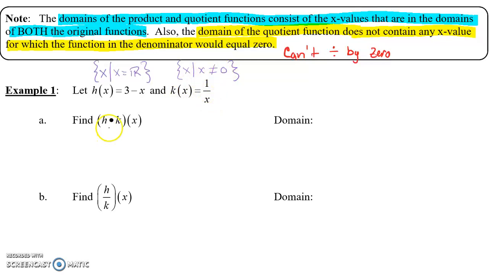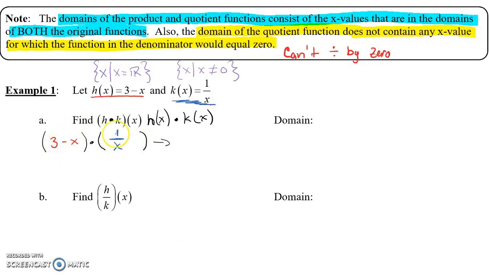Now, h dot k of x, or h times k of x, is the same thing as saying take function h of x and multiply it by function k of x. So this is going to be a multiplication function. I'm going to take the two functions as quantities. And I'm going to take function h of x, which is 3 minus x, and multiply it by function k of x, which is 1 over x. This is the distributive property.